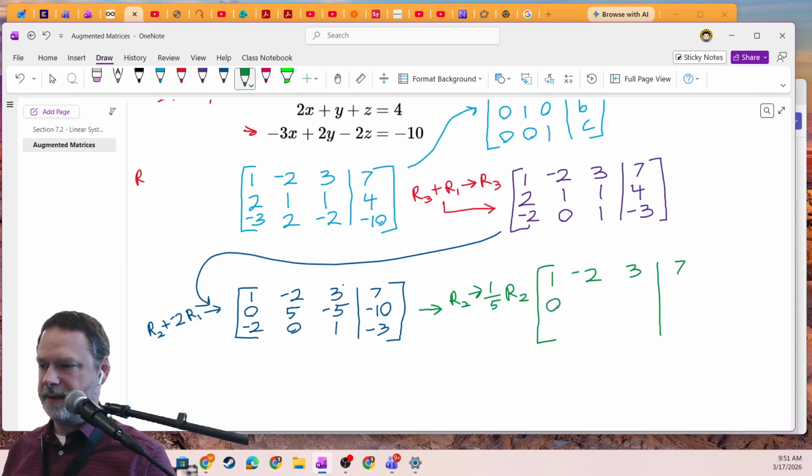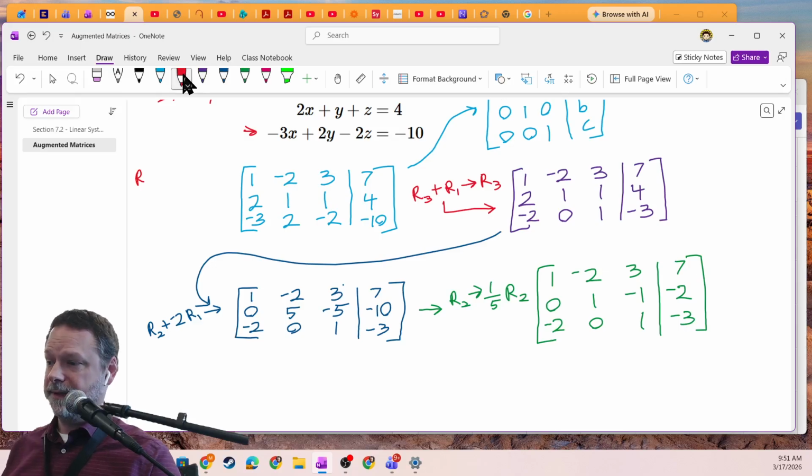All right, now it's going to be 0, 1, negative 1. And that's going to be 1/5 times 10 is 2, so negative 2. And then I haven't messed with my bottom row, so negative 2, 0, 1. And that's negative 3. Okay.